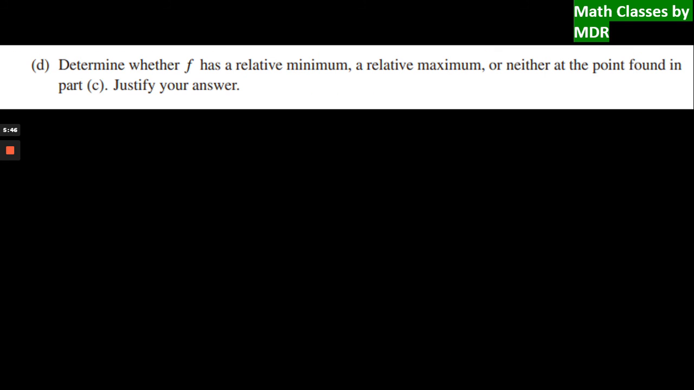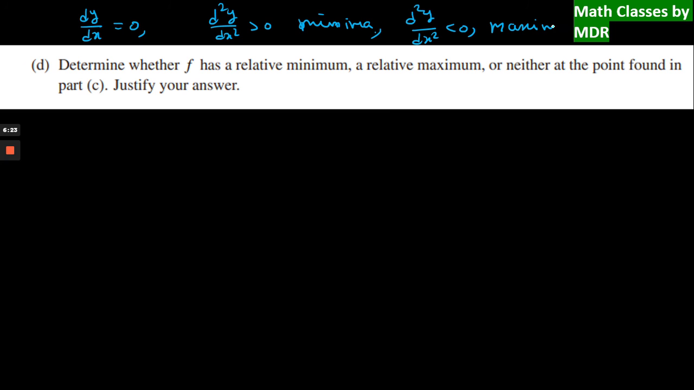Now let's put the fourth part of the question. Determine whether f has a relative minimum, a relative maximum, or neither at the point found in part C. So generally, what is the condition for maxima or minima? If dy by dx is equal to 0, and if d square y by dx square is greater than 0, then we'll have minima. If d square y by dx square is less than 0, we'll have maximum.